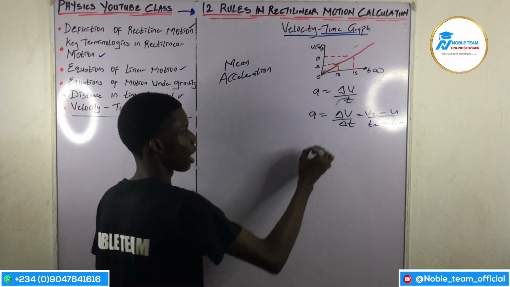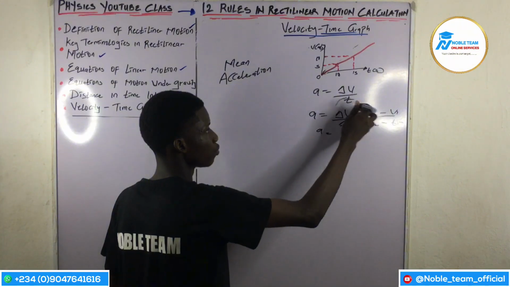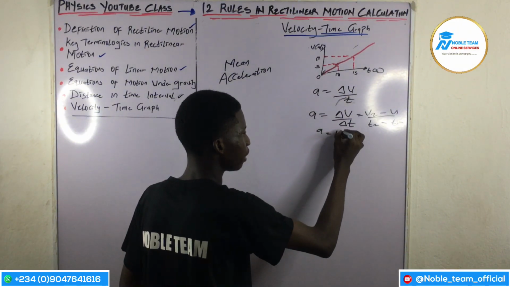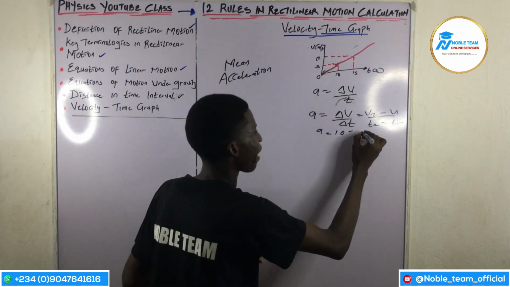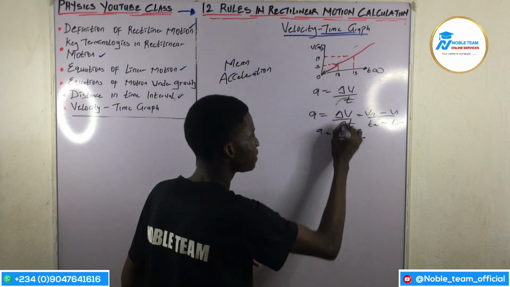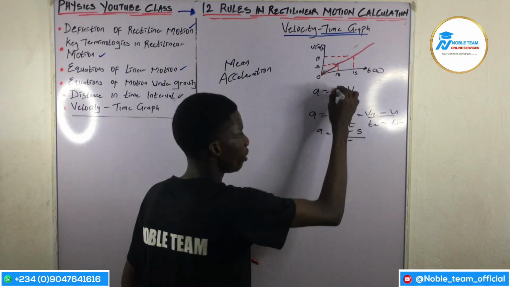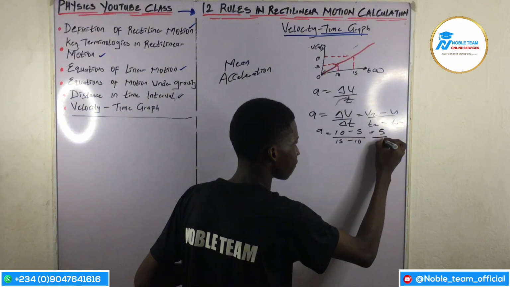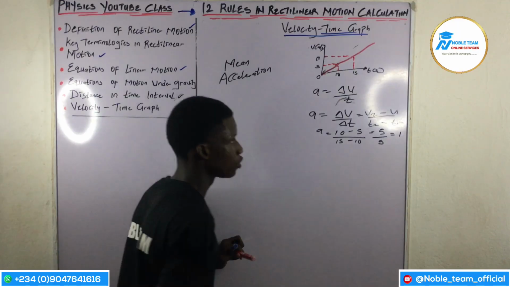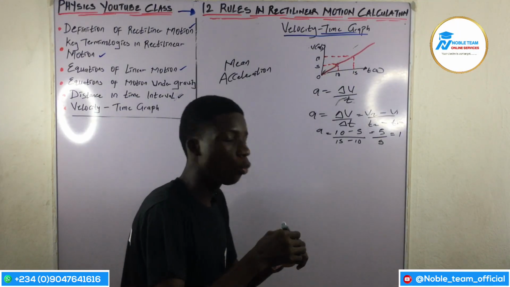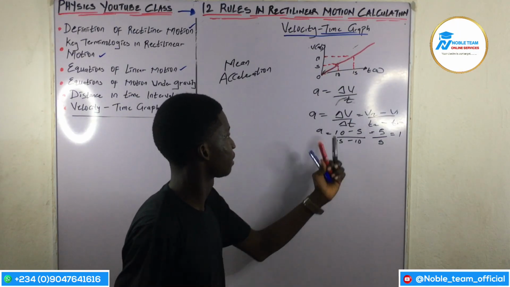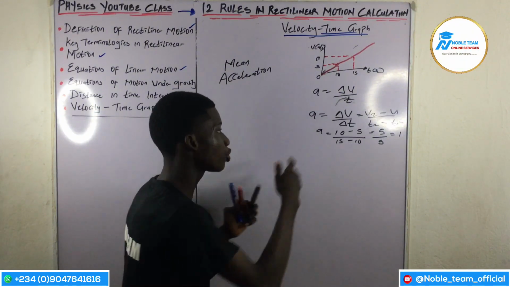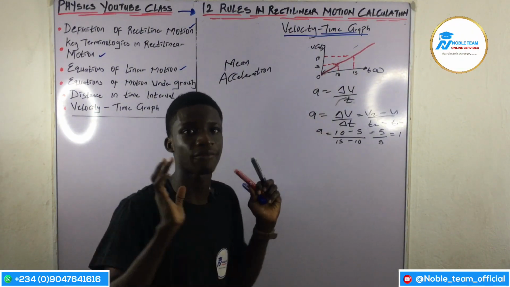Do you understand? Now, my v2 here is 10. 10 minus 5 divided by 15 minus 10. So I have 5 here divided by 5, which is equal to 1. So it simply means my acceleration is 1 meter per second squared. Yes, 10 minus 5 is 5. So I've gotten the acceleration of this particular graph.